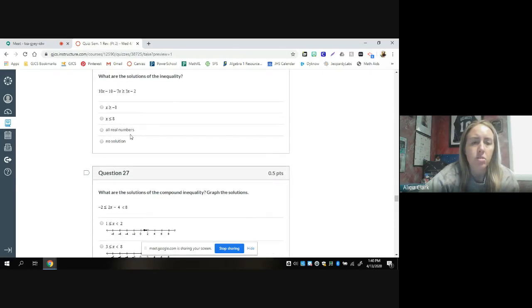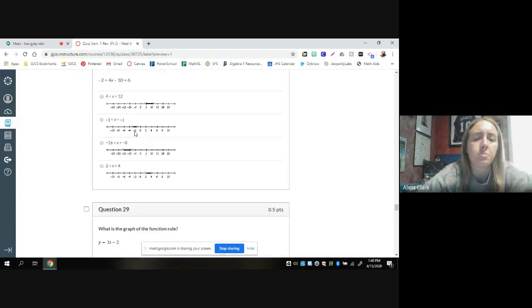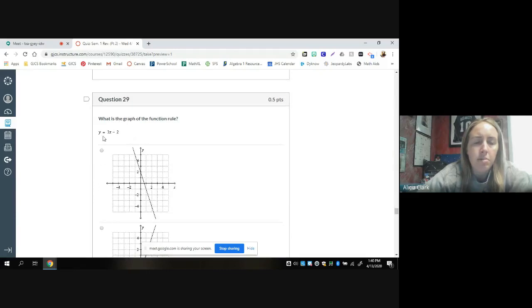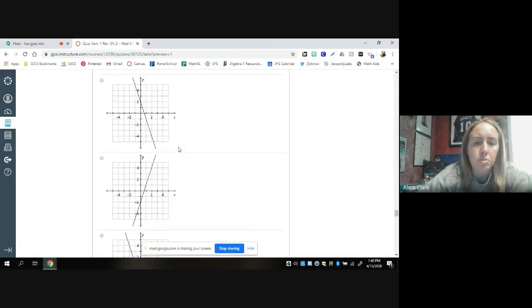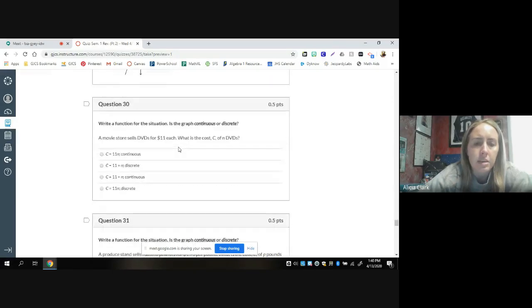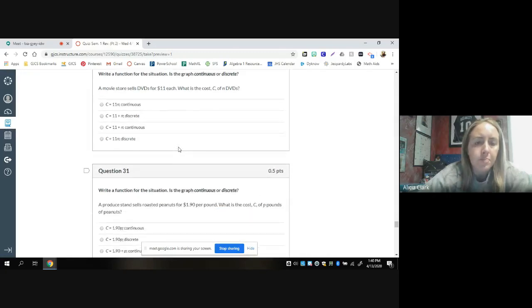Then you're going to start seeing more of those solutions. You might run into some where there's all real numbers or no solution. Remember, if your variables drop out and what you're left with is not true, that is no solution. If what you're left with is true, that's all real numbers. Then you're going to get into graphing some lines. So remember, whenever we're graphing, if it's y equals mx plus b, my slope is going to be 3 and my y-intercept is going to be negative 2. This is where I'm going to start. If this is a multiple choice graph, it should be pretty easy to tell which one you are looking for there.